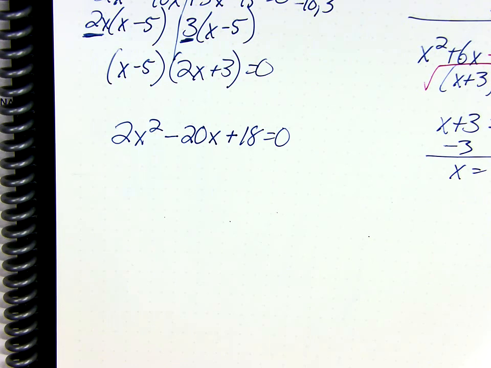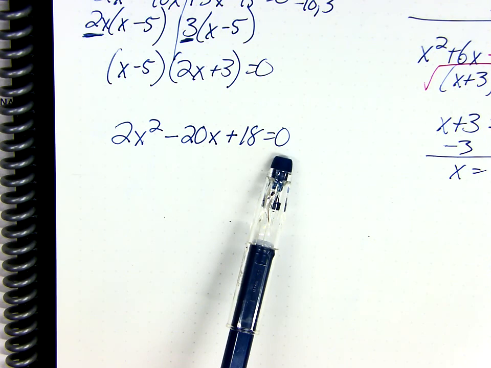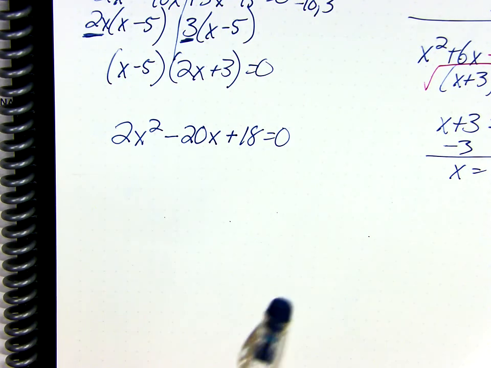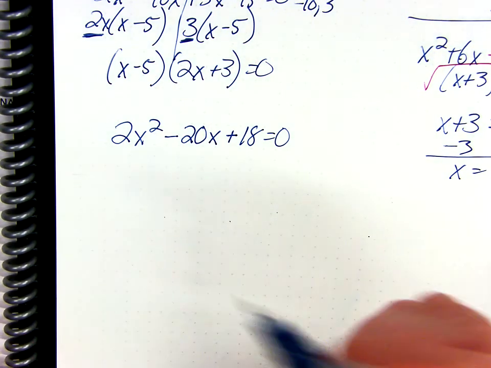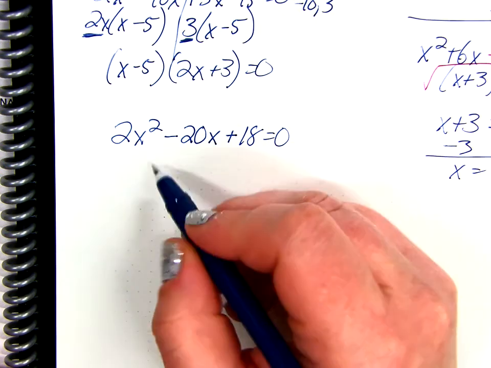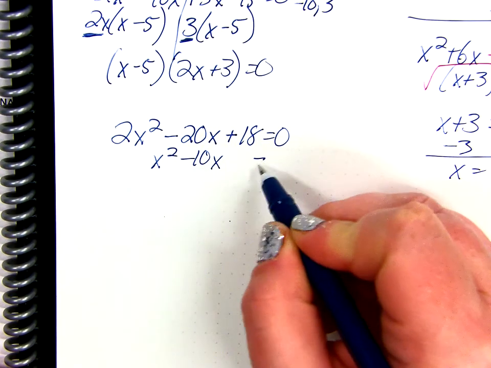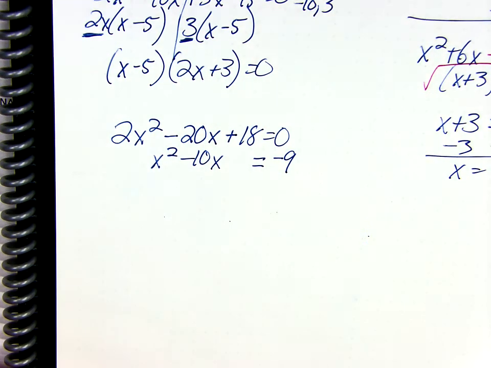Did it come out nice? Good. If yours is not coming out nice, let's walk through this. It actually doesn't matter if you move c to the other side first and then divide everything by 2, or do it the other way around. It doesn't matter. Just make sure that you do both steps. So I'm actually going to do both at once. If I divide everybody by 2 and move that 18 over, you should have gotten x squared minus 10x, and then that would equal a negative 9 on that side.